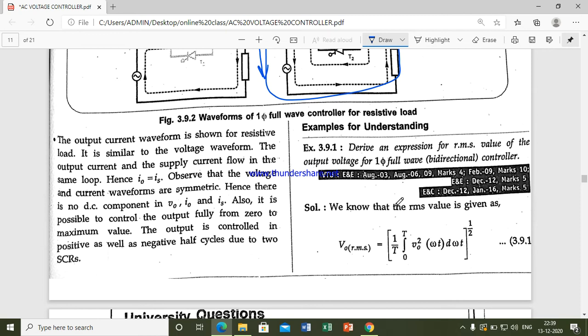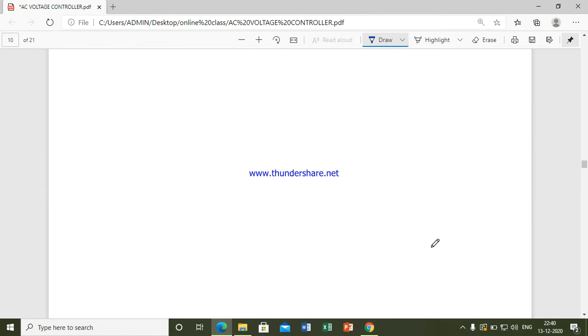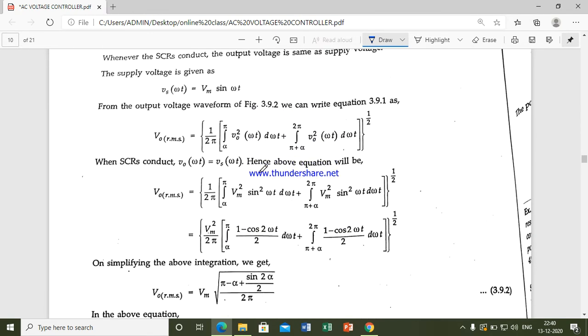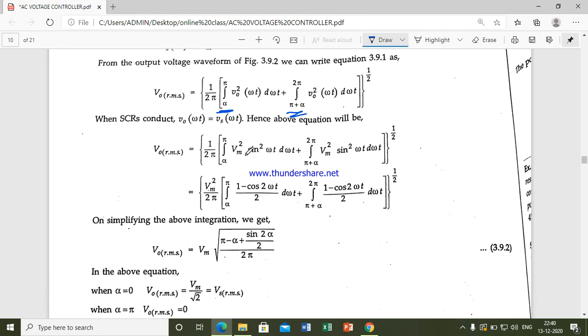Next we have the derivation for the RMS value of the output voltage of the single phase controller. There also, whatever procedure we followed in the previous derivation, that same procedure we apply. There we have alpha to pi, next it is on for pi plus alpha to 2 pi. You have to substitute these limits. Only in these derivations the limits change, and as the limits change, the output result waveform also changes.